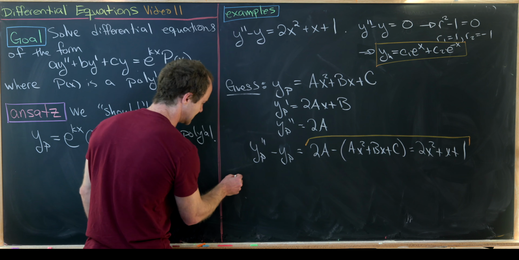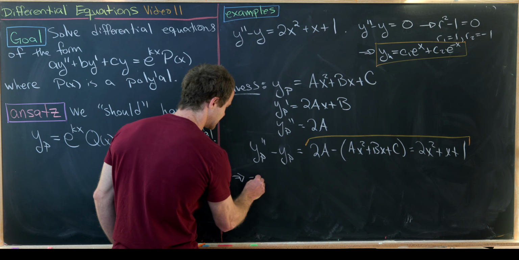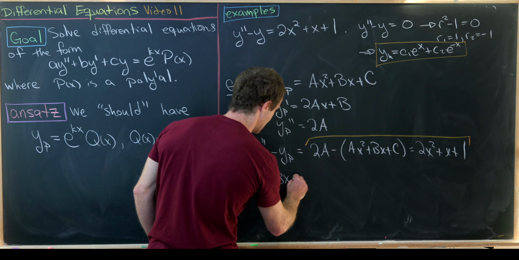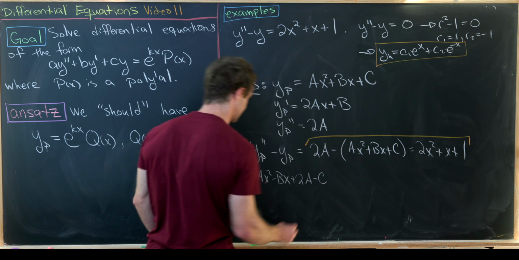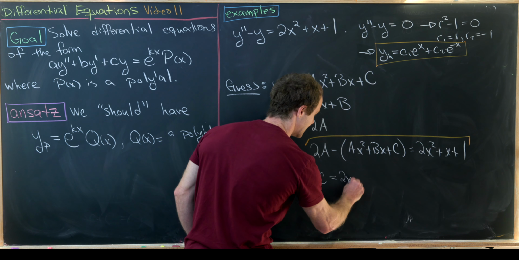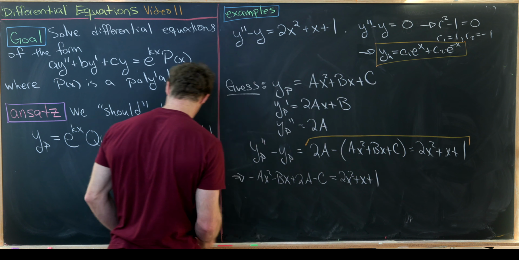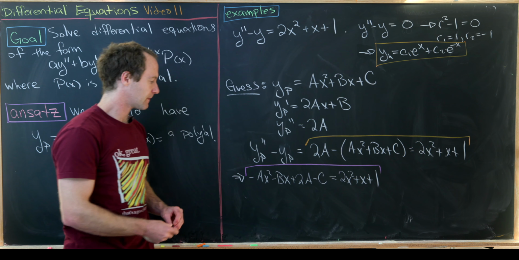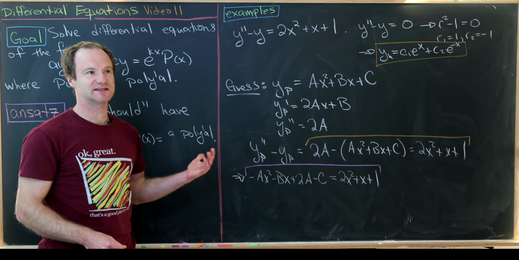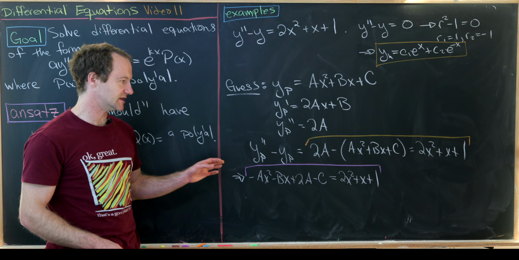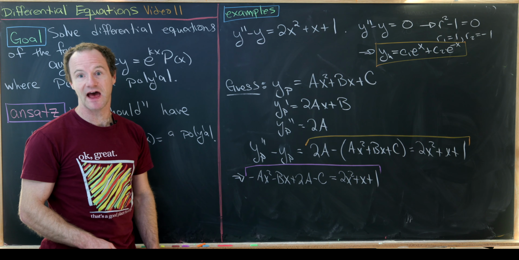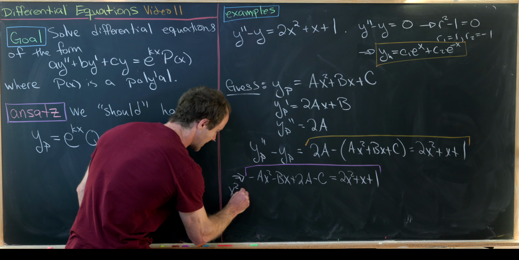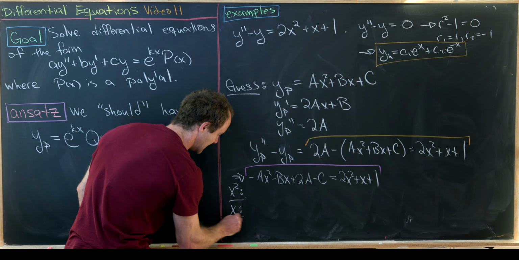But now let's simplify this left-hand side a little bit. That's going to give us negative ax squared minus bx, and then we'll have plus 2a minus c, and we know that must be equal to 2x squared plus x plus 1. Again, this is maybe a rewriting of that equation. And now from here you do a strategy similar to partial fraction decomposition, and that is you set coefficients of each power of x equal to each other on each side of the equation. So we'll get an x squared equation, an x equation, and then a constant equation.